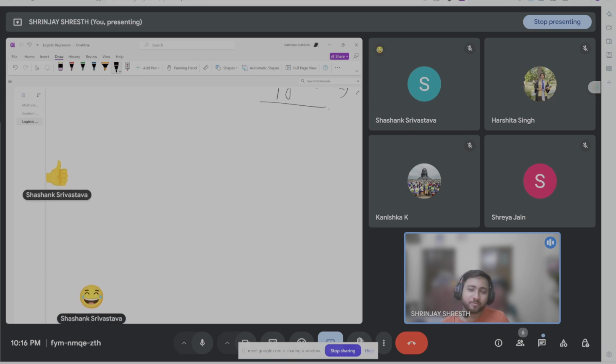Whenever you are not performing well, we add some kind of penalty. That is what regularization is.